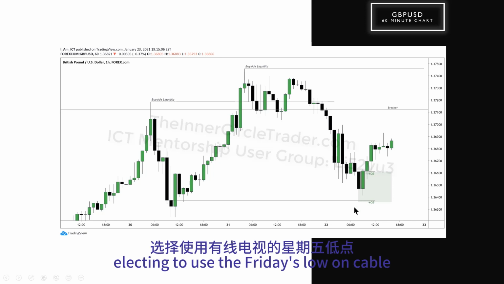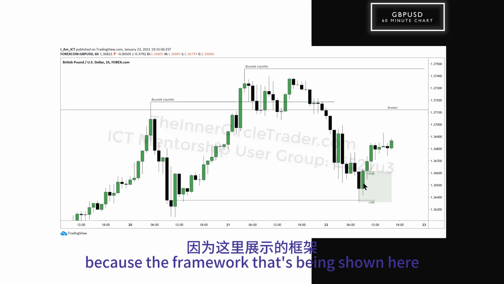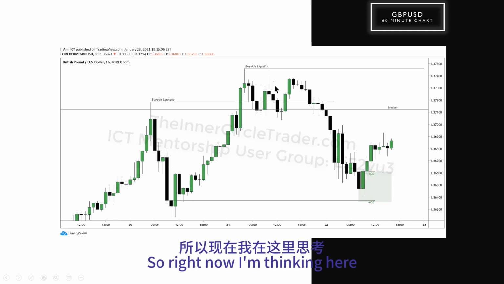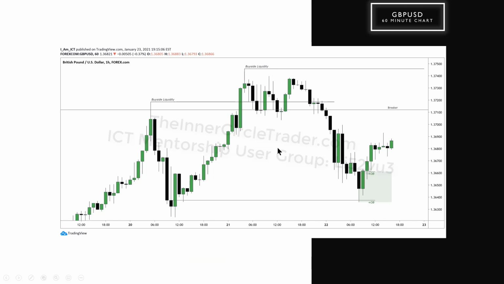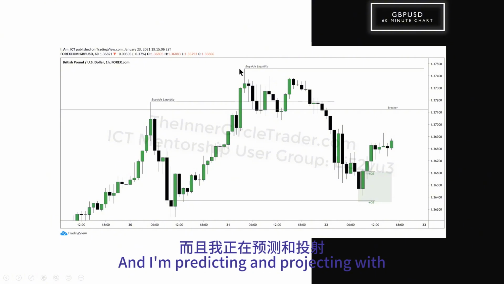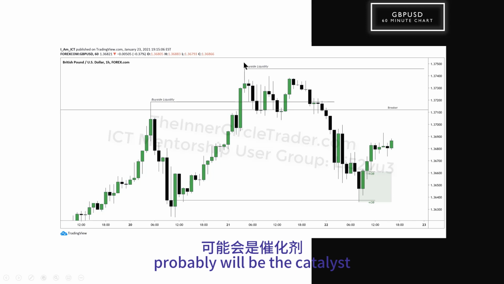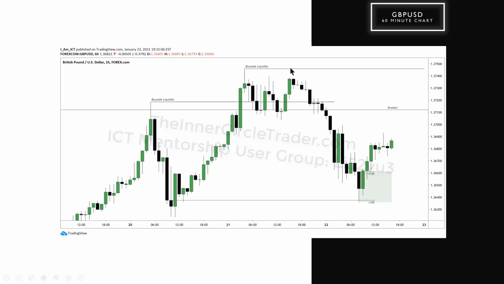I'm electing to use the Friday's low on cable because of the framework that's being shown here in the market structure that's in play. So right now I'm thinking here, buy side liquidity, that's where I'm wanting to see price trade to, and I'm predicting and projecting with a forecast that FOMC probably will be the catalyst that sets us up into here.